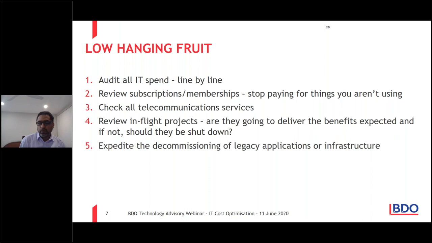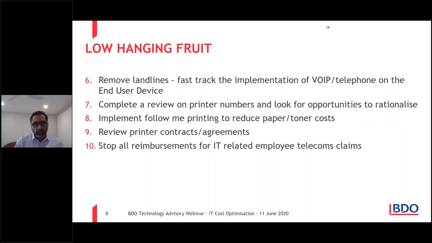especially given an opportunity for us to look into those costs. Decommissioning some of those applications which are having limited value in our technology landscape could be extremely beneficial.